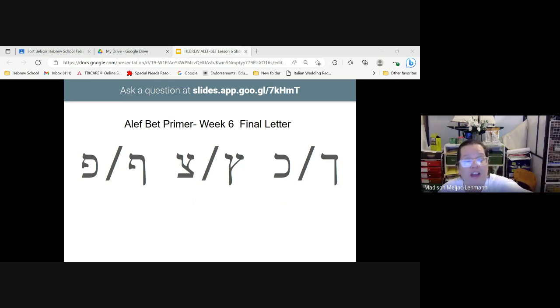And the same thing with Fey. Fey is kind of a backwards P that's curled on itself, but if you uncurl the tail and make it long and tall, it becomes a final.